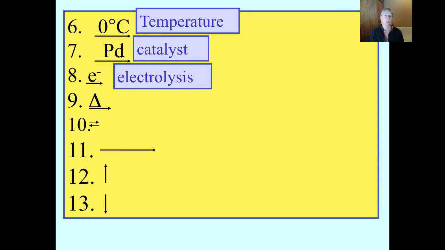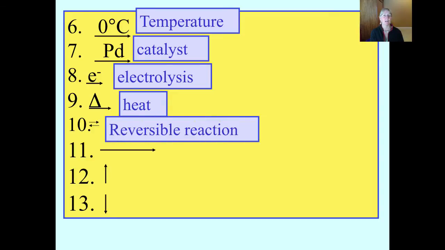And to tell someone that you put electricity through the reaction, you put an e with a little negative sign above the arrow. Chemists are always looking for shorthands, so here's our shorthand version of the word heat. Rather than write the word heat, they put a little triangle up above the arrow. Now we haven't encountered them yet, but there are some reactions that can go forwards and backwards.